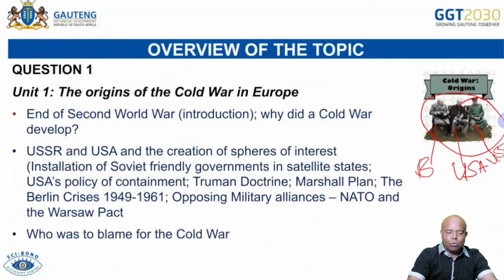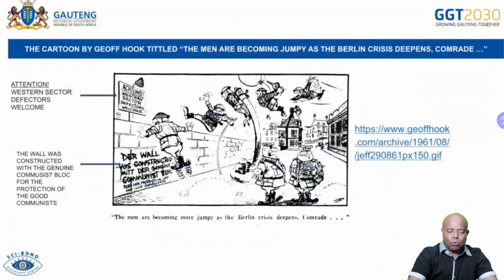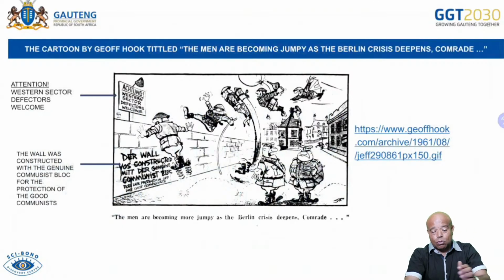Now the question is, who was to blame for the war? Was the USA to blame, or was Russia to blame for the origin of the Cold War? And that is being debated up until today. Let's go quickly to a source, and then from the source we'll go to a question. We have a source there. Let me read the caption. The cartoon by Goof Hook is titled: the men are becoming jumpy as the Berlin crisis deepens, comrade.